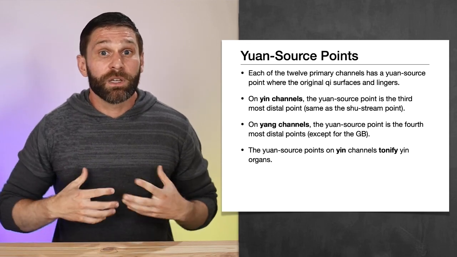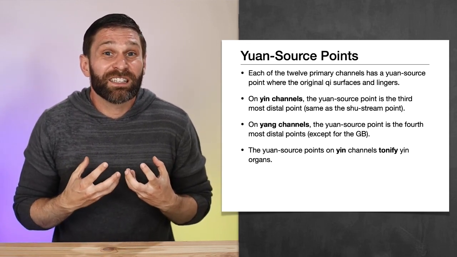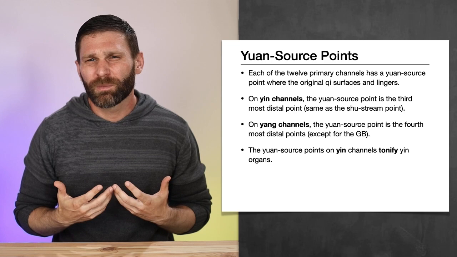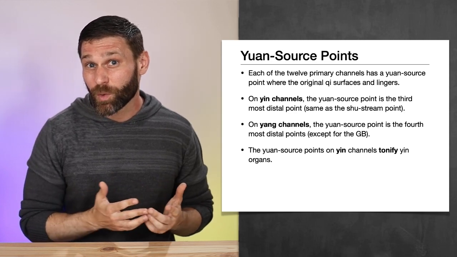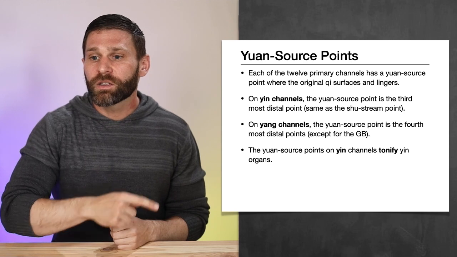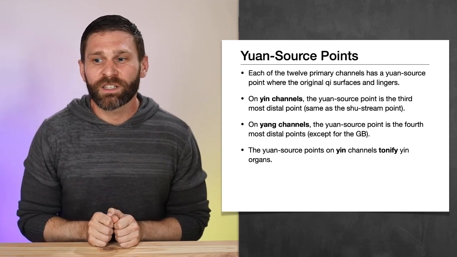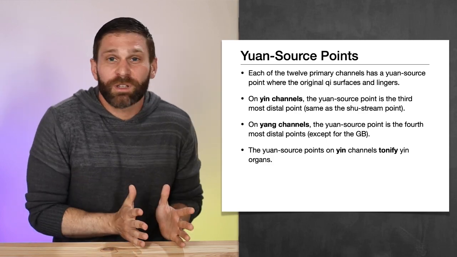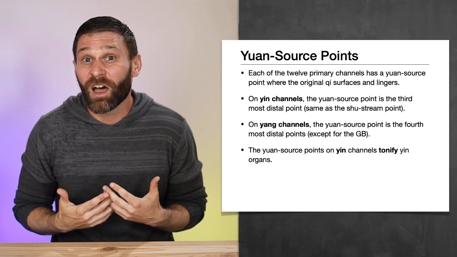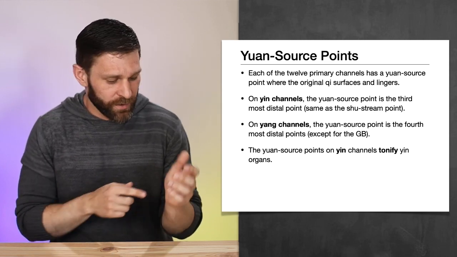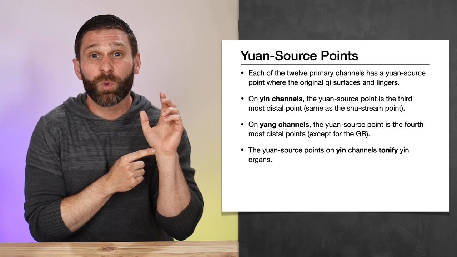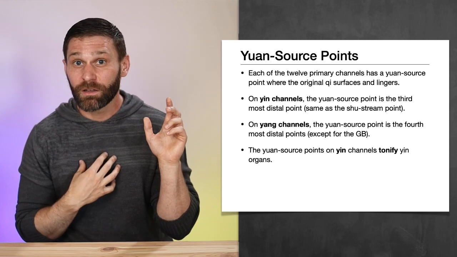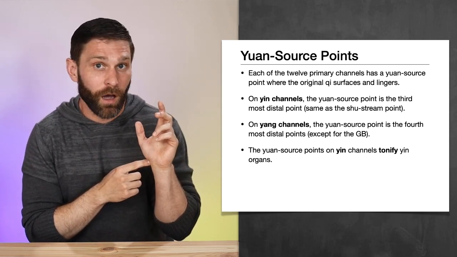And so what's going to happen is, because this is where the source qi surfaces and lingers, when we needle these points, it's going to have a certain effect. But again, the effect is going to be different whether we're on a yin channel or a yang channel. So on yin channels, the Yuan-Source Points tonify the organ. And so again, we are talking about the difference between channels and organs. Here we're talking about tonifying the organ on the yin channels. So lung 9, like we said, is a Yuan-Source Point. It will tonify the lung organ. So if I have lung qi deficiency or lung yin deficiency, I can use lung 9 to tonify the organ.